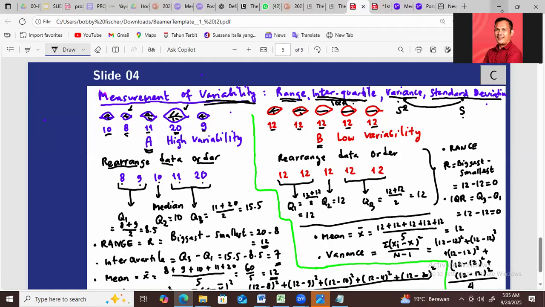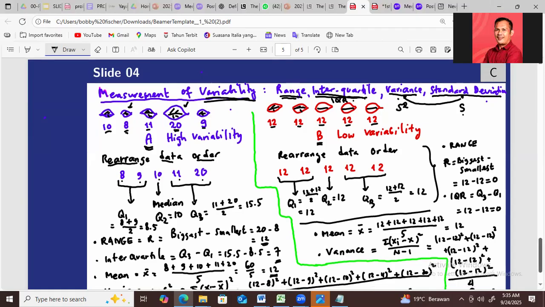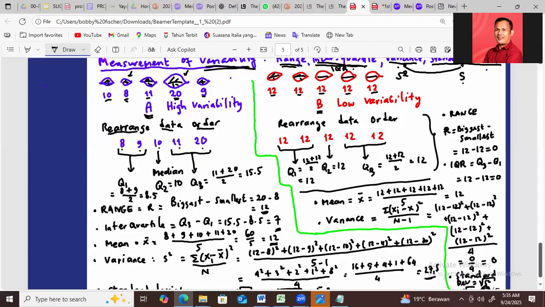After we order the data, we can get the median, the middle value of the data. So this is 10, because we have 5 data points, so the middle value is 10. So the middle value, the median, is 10. It is also denoted as quartile 2, or the second quartile, or Q2. So Q2 is equal to the median.